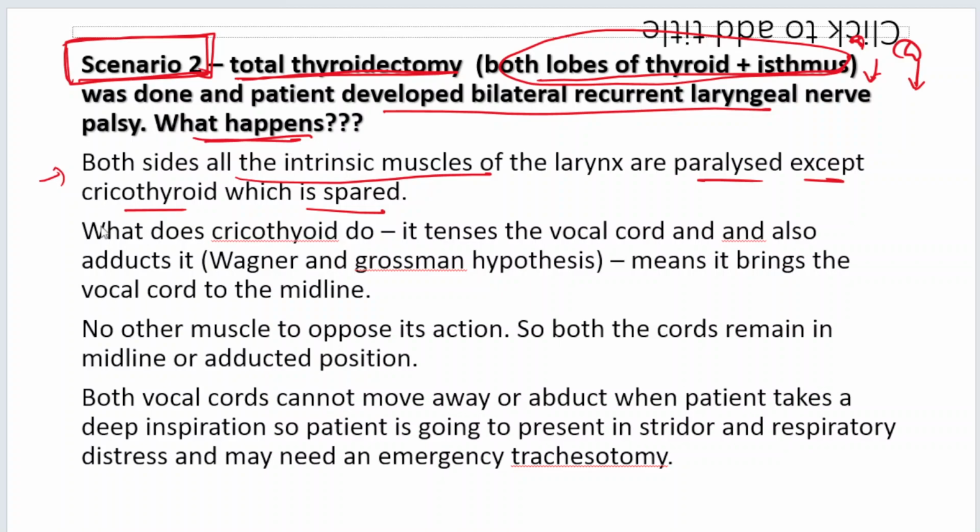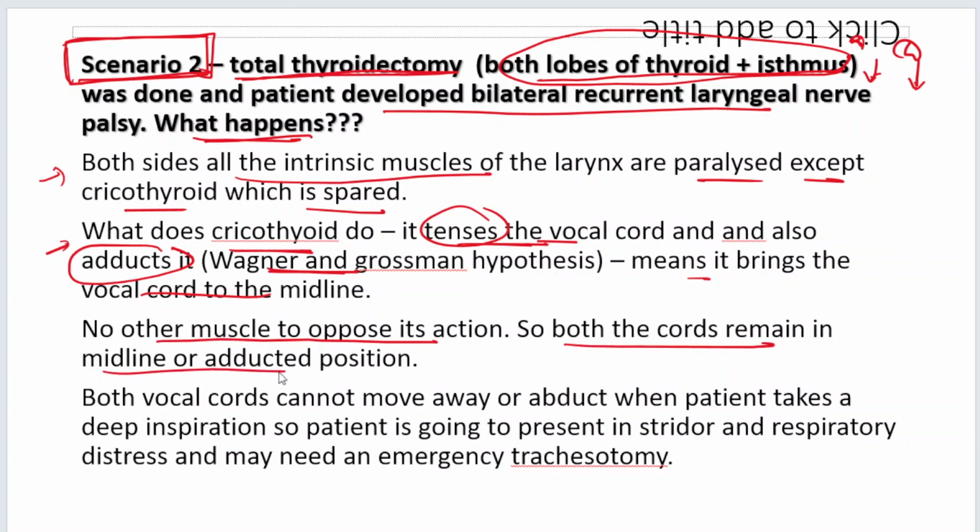They are not functioning. What does the cricothyroid do according to the Wagner and Grossman theory, and also anatomically? What is its function? It tenses the vocal cord and adducts it, which means it brings the vocal cord to the midline. No other muscle opposes its action, so both cords remain in the midline or adducted position. So this is how it is going to appear. This is the epiglottis, the right vocal cord, and the left vocal cord.